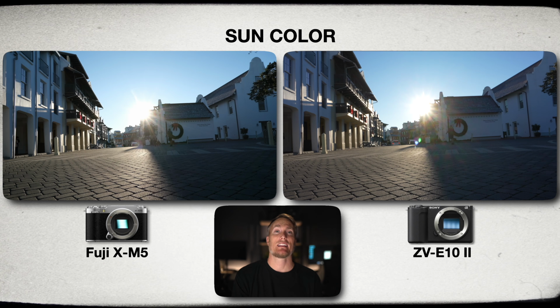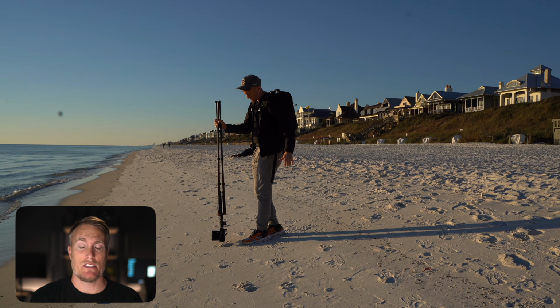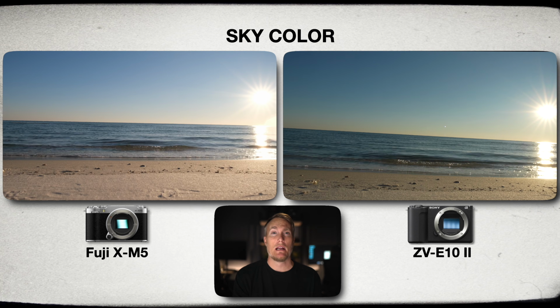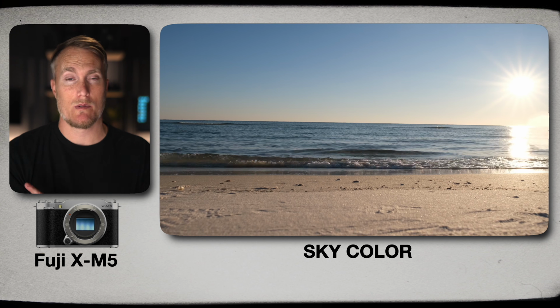Also, when I shot directly at the sun with the kit lens, both images looked very similar. I didn't see much of a difference in the color of the sky between these two cameras. The ZV-E10 Mark II has a slightly more yellow cast to it, but that might be just from the kit lenses. But other than that, both cameras performed about the same here.